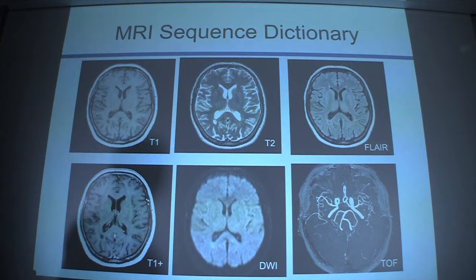The sequences that we need for this talk will be T1, FLAIR, and T1 with gadolinium. Okay, so I will ask you after a while, what is this? Is it T1? Is it a FLAIR? And I will give you a hint on how to detect and how to get this.